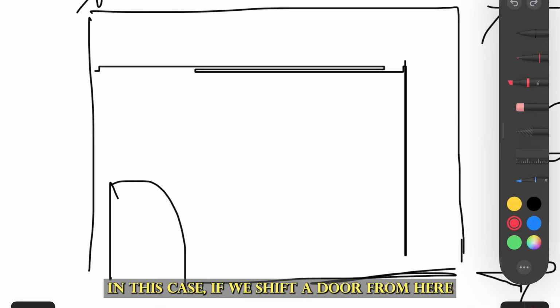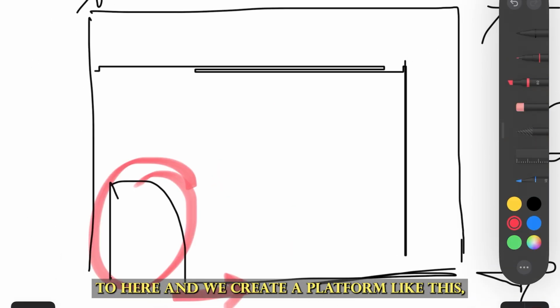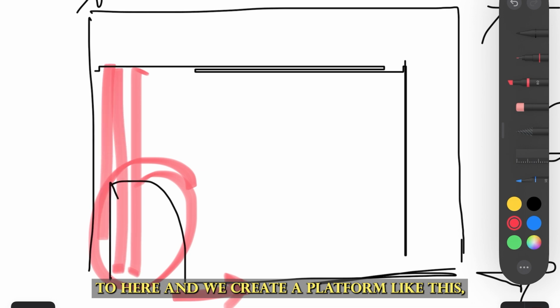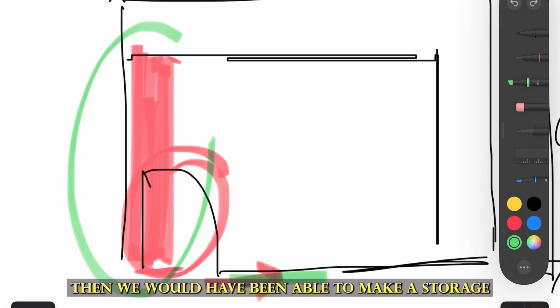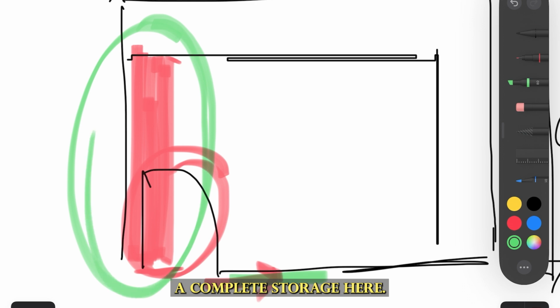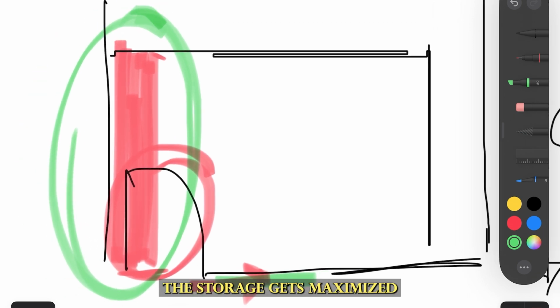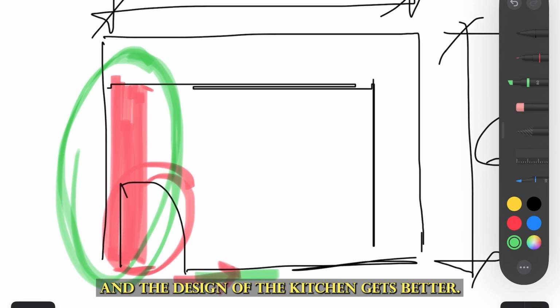In this case, if we shift our door from here to here and we create a platform like this, then we would have been able to make a complete storage here. So in this case, the storage gets maximized and the design of the kitchen gets better.